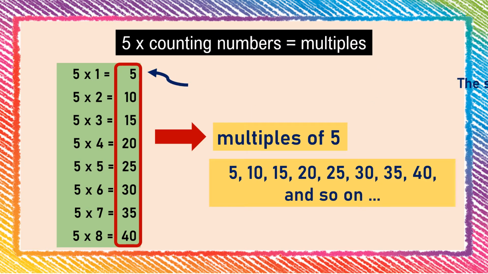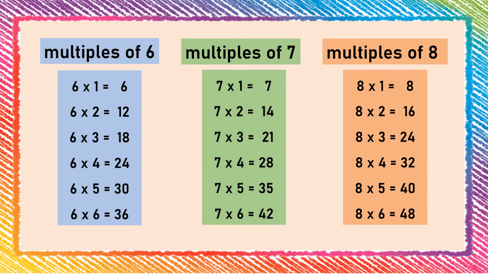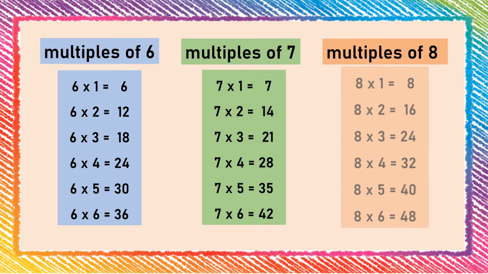And remember that the smallest multiple of a number is the number itself. So the smallest multiple of 5 is 5. Here are some more examples. What you see are the first 6 multiples of 6, the first 6 multiples of 7, and the first 6 multiples of 8.